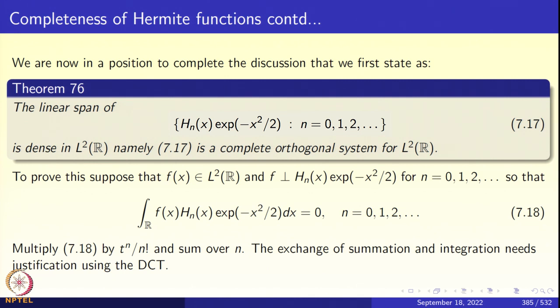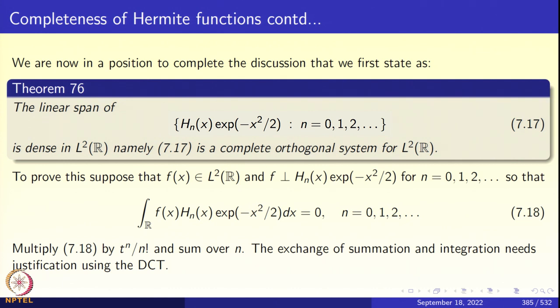In other words, we are going to assume 7.18: the integral over R of f(x) h_n(x) e to the power minus x squared by 2 dx is 0 for n equal to 0, 1, 2, and so on. Multiply 7.18 by t to the power n upon n factorial and sum over n. Now we want to take the summation inside the integration. Here is where the dominated convergence theorem has to be used.